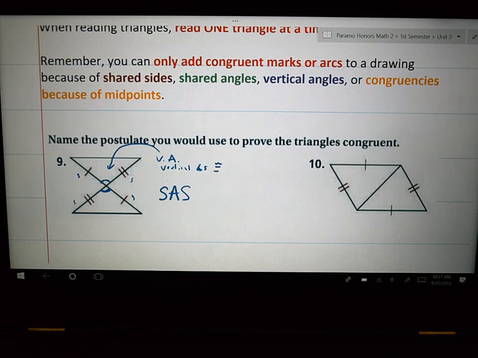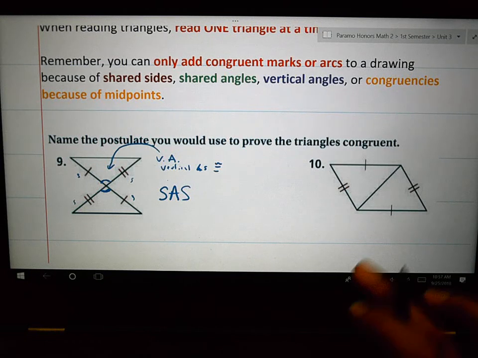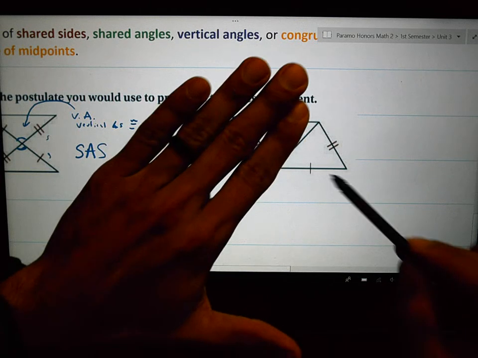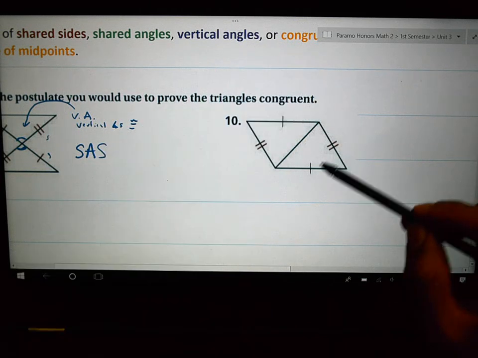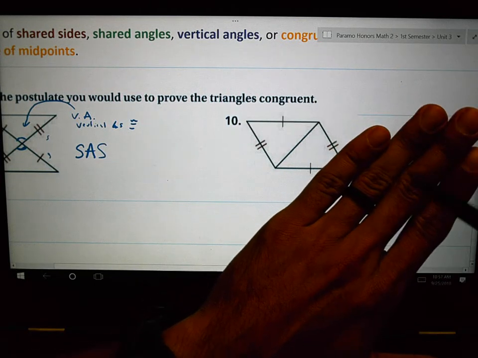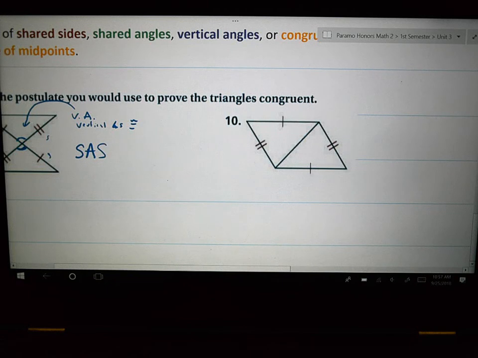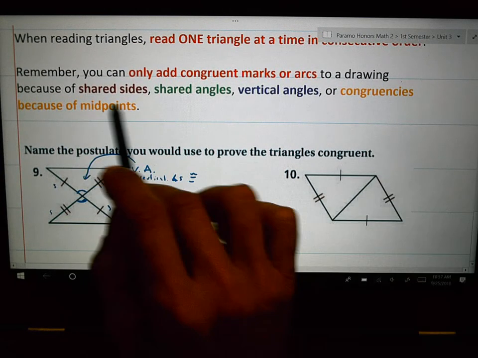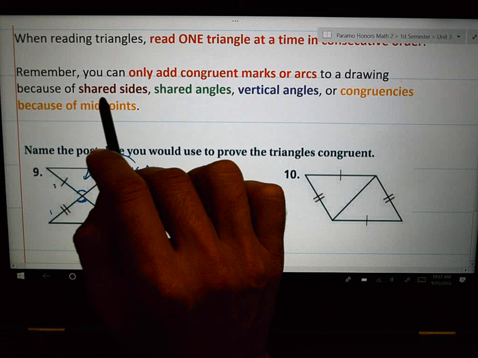If you're looking at number 10, right now there's not enough information. You have a side and a side, and in the other triangle you have a side. You only have an S and an S. Are there any vertical angles? No. So then what you have to do is look for anything else that is shared between the two triangles.